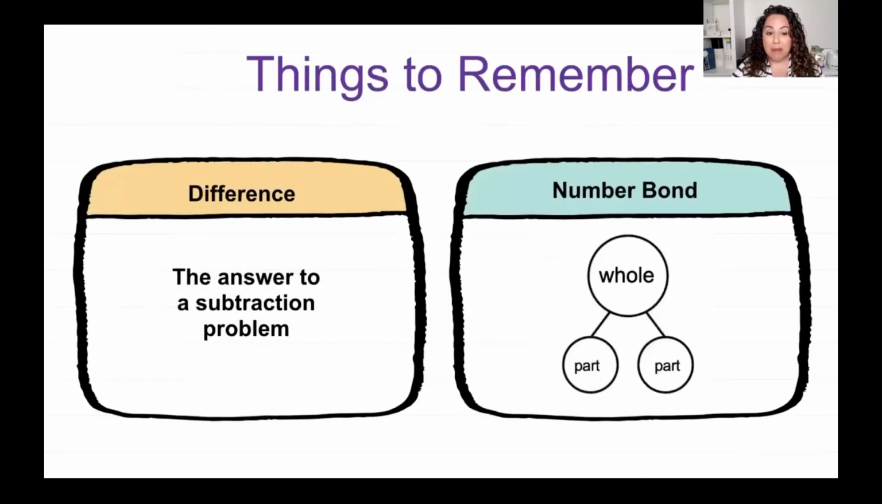So things to remember: the difference. The difference is the answer to a subtraction problem. And then remember our number bonds: whole, part, part. When we are subtracting, we have the whole, we have one part, and we're trying to find the other part.